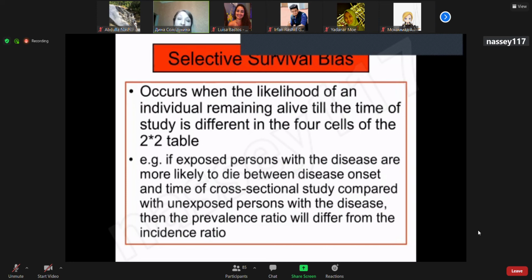And to minimize this selective survival bias, we have to remember how many subjects dropped out, how many of them died, and to check if those people who are present in the end of the study are actually similar to those who were in the beginning. Particularly, this problem is large if you have poor follow-up and there are a lot of dropouts.